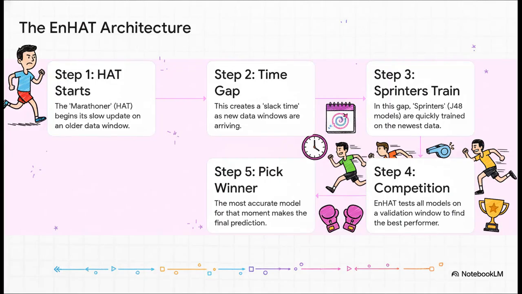Okay, so check this out. Here's the secret sauce of how the EnHAT architecture works. While that slow, steady marathoner algorithm is busy processing an older chunk of data, new data is still flooding in. This naturally creates a little gap in time, a bit of slack time. And EnHAT uses this slack time brilliantly. While the marathoner is chugging along, EnHAT quickly trains a whole team of sprinters on the newest, freshest data. Then, for every single prediction it needs to make, it holds a little competition. It tests all the models to see which one is doing the best right now, and it simply picks the winner, the most accurate model for that exact moment.